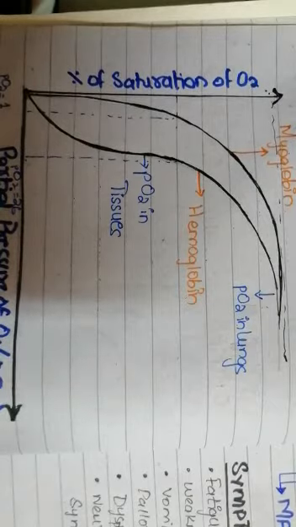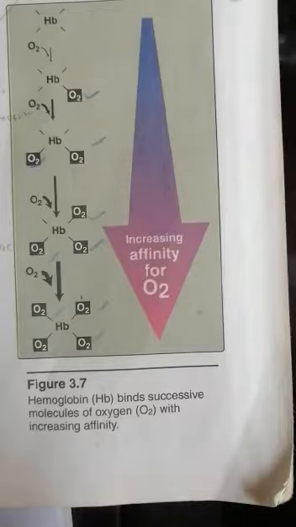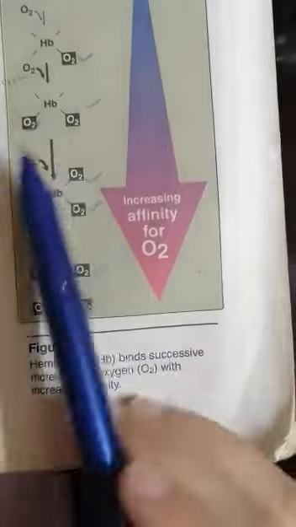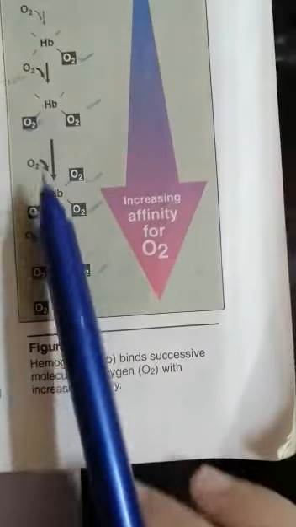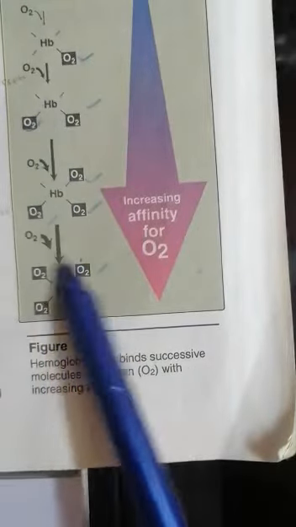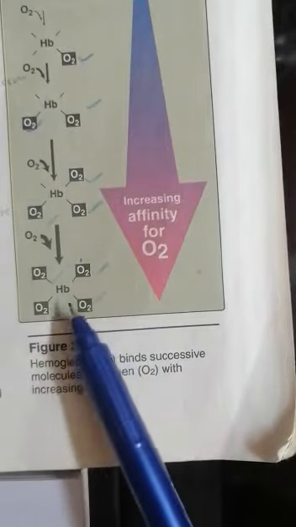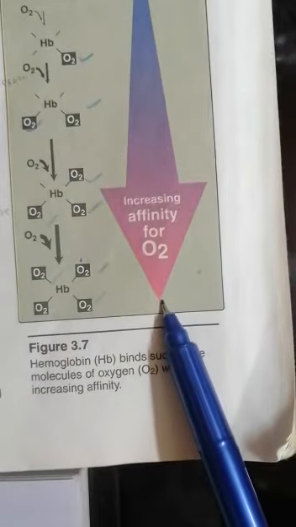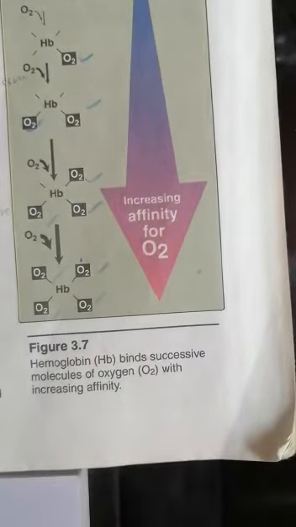That's why it is also causing an increase in the affinity for oxygen. When one oxygen combines with the hemoglobin, it increases the affinity to combine with the other molecules of oxygen. In this diagram, you can see the increasing affinity for oxygen. When one molecule of oxygen combines with the hemoglobin, the other molecules combine easily, and at last 4 molecules of oxygen combine with the hemoglobin, with a very large increase in the affinity for combining with oxygen.